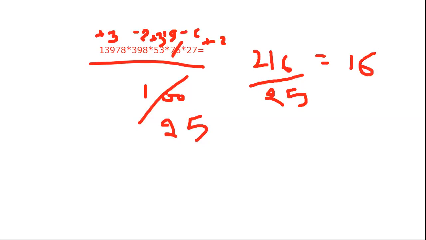60. But tell me, can this be the answer? No, this won't be the answer. Why won't this be the answer? Because we have initially simplified it with 4 to the 25s. So we have to multiply 16 by 4. So the last two digits will be 16. Right? Fine. Any doubt? Okay. Moving to the next question.